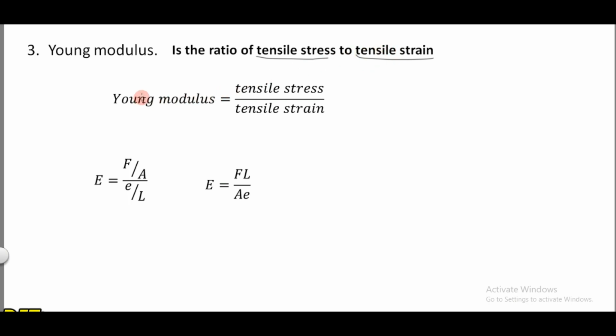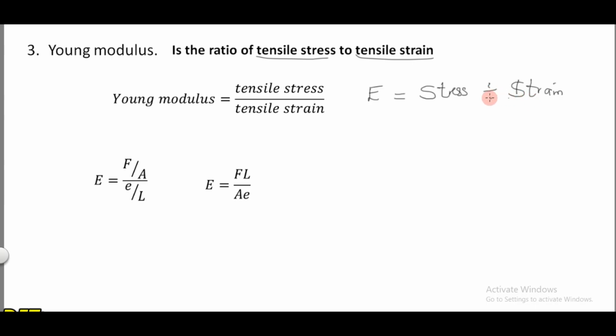So if I ask you, what is Young modulus? Young modulus can be defined as the ratio of the tensile stress to tensile strain, or as tensile stress over tensile strain. So this is very simple and straightforward. If I represent Young modulus as E, Young modulus is equal to the tensile stress divided by the tensile strain.